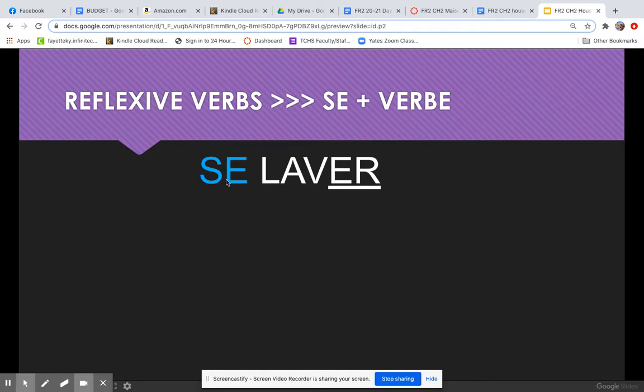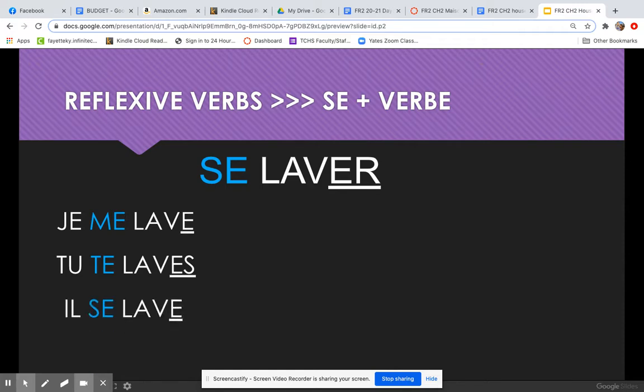And then the se also changes depending on what subject you're using. So for je, the se changes to me, that er, we drop the er, we add our ending for je, which is e. So now we have je me lave, I wash myself. For tu, the se becomes te, and then our er ending is es. So we have tu te laves, you wash yourself. For il and elle, and for on, that se stays the same, and then our er ending is e. So we have il se lave, he washes himself.